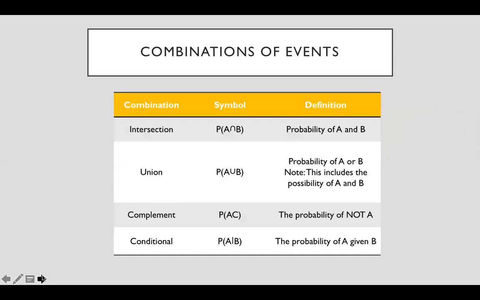Okay, so combination of events. Intersection, first, is the probability of A and B occurring. Both of them have to occur for an intersection, while a union is the probability of A or B. So we could have A happen, or we could have just B happen, but we could also have A and B happening in a union as well. Complement is the probability of not A occurring. And then conditional is the probability of A given B. So for example, in conditional, B must happen for A to happen as well.